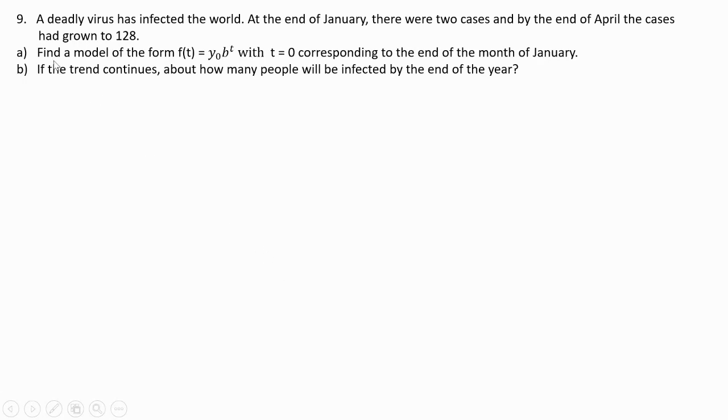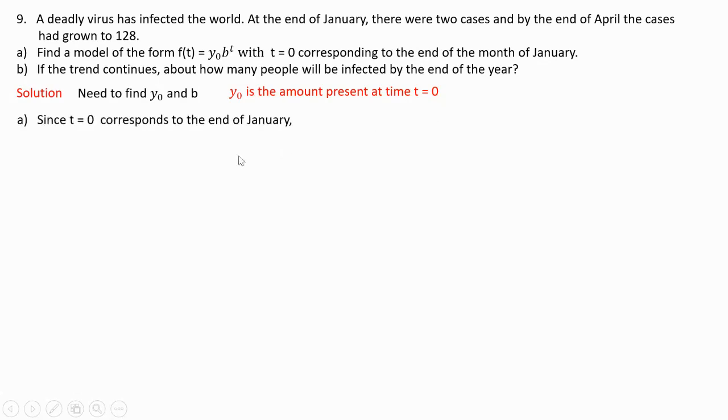So the solution is, the first thing we have to do is find a model in the form f of t equals y naught b to the t power, with t equals 0 corresponding to the end of the month of January. Because it's saying here that at the end of January there were 2 cases, so the point is (0, 2). So we need to find my y naught and my b. Y naught is the amount present when t equals 0. That's what I explained in the previous slide. So my initial value is going to be 2, because when we started, there were 2 cases. That's why the point comes from (0, 2).